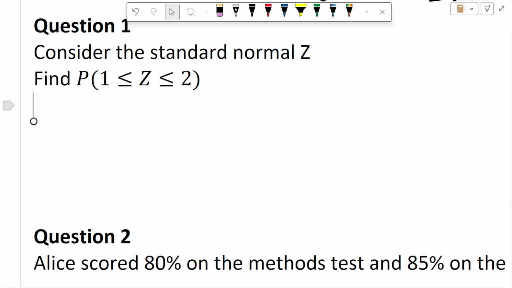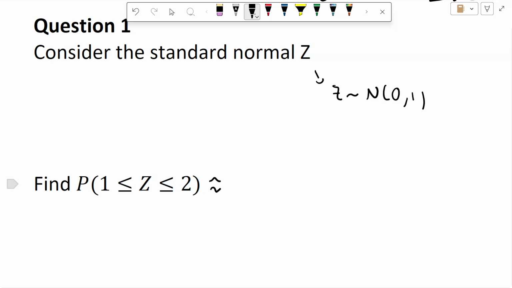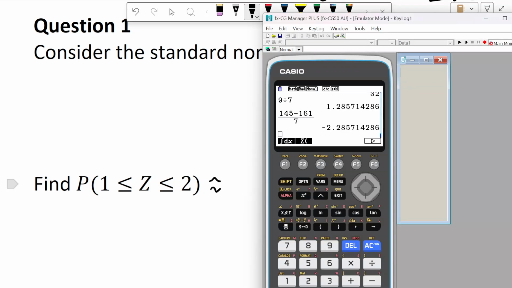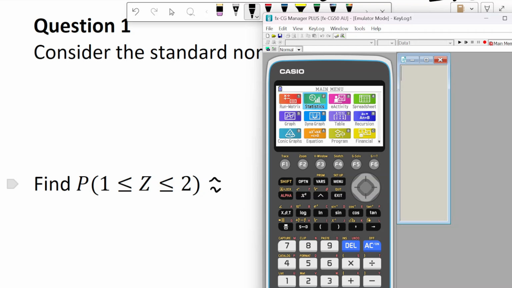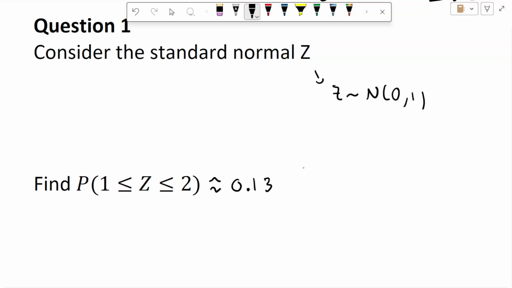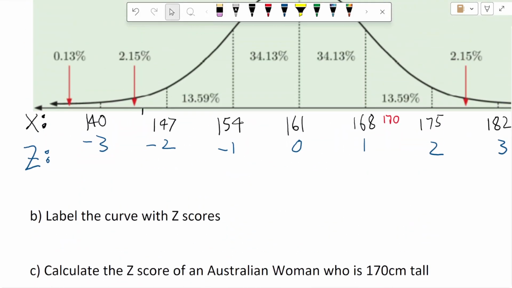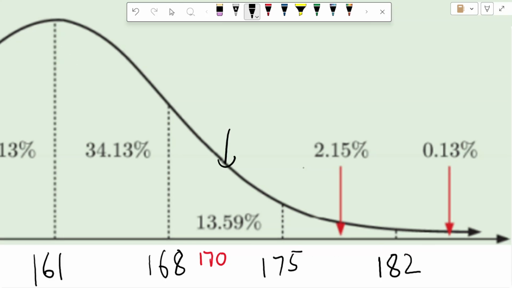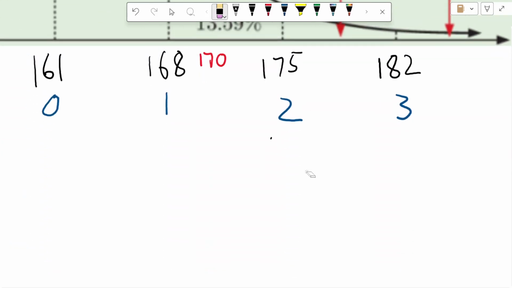If you've got the standard normal Z, that means Z is distributed normally with a mean of 0 and a standard deviation of 1. You can absolutely just find probabilities. So for this probability we'll go stats, distribution, normal CD. The lower was 1 and the upper was 2. The standard deviation is 1 and the mean is 0. So you get 0.136. Funnily enough, that corresponds to that percentage between 1 and 2 for the Z scores.